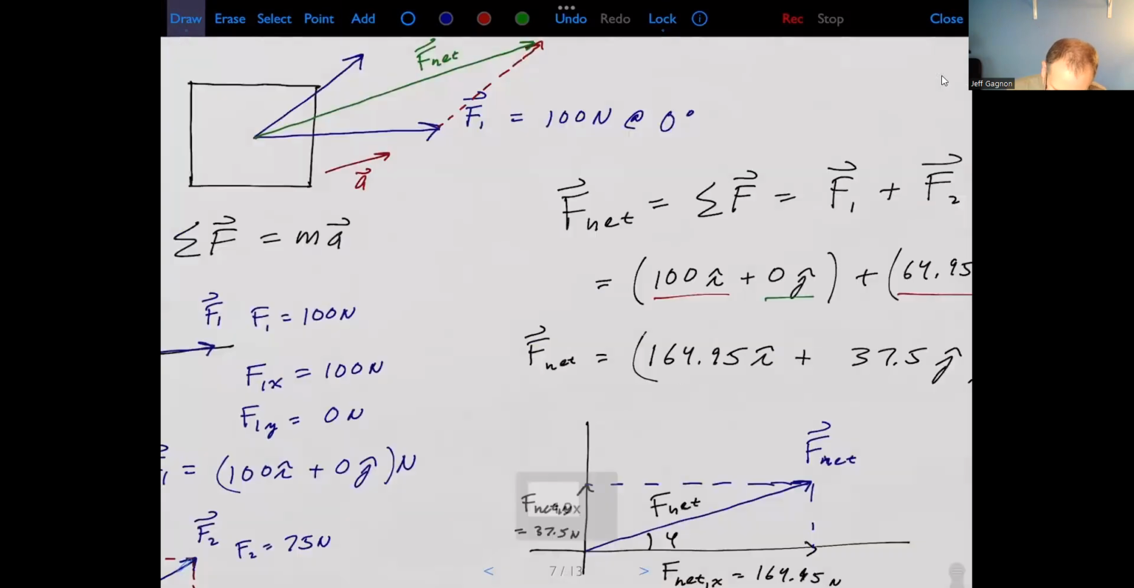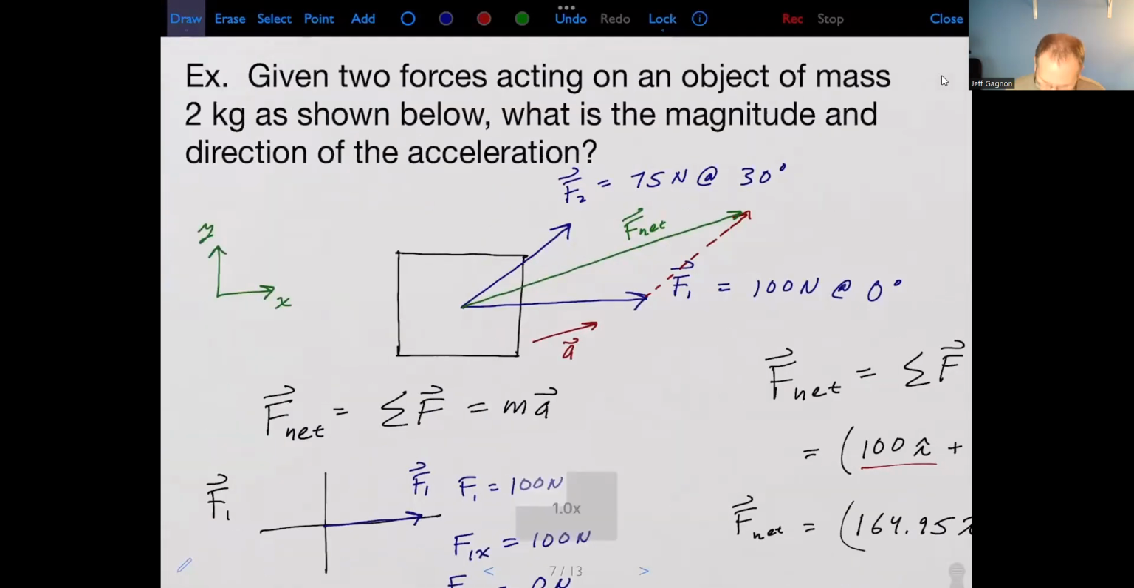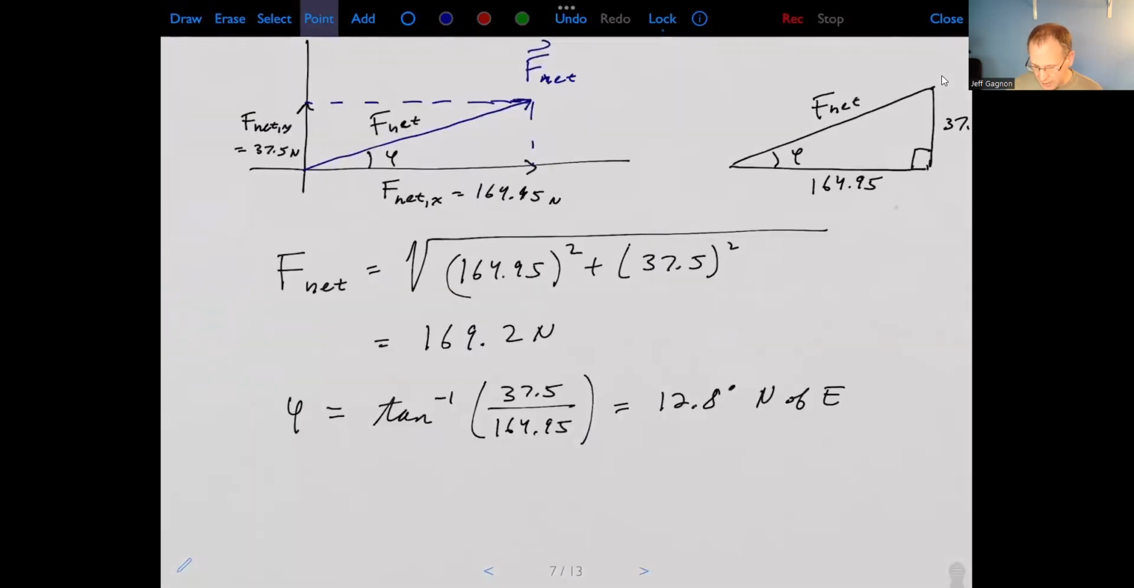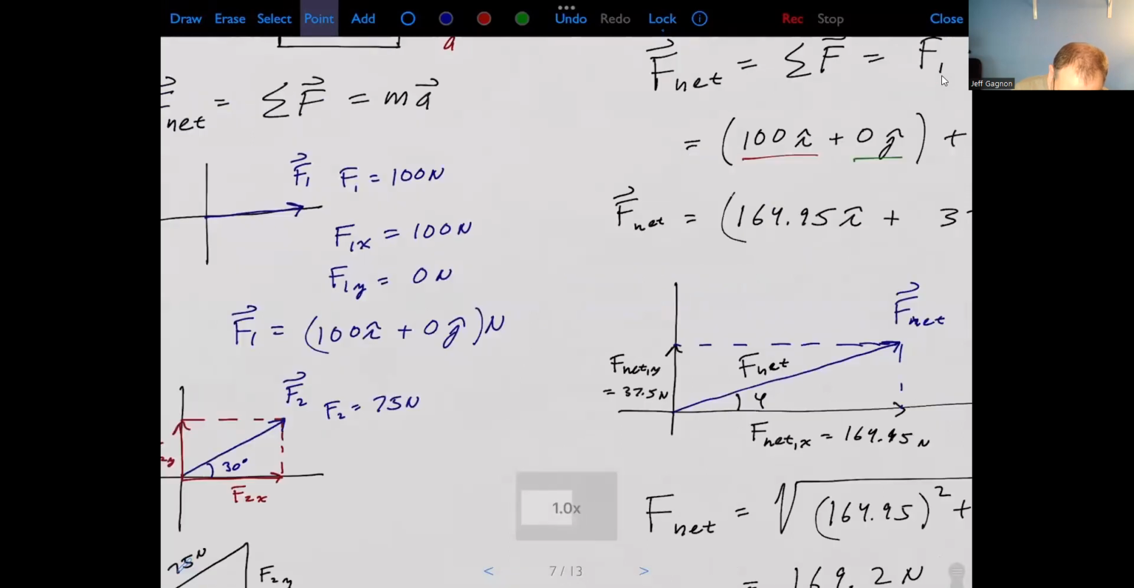Remember, we were looking for, and let me go back to the problem itself: given those two forces acting on the object, what is the magnitude and direction of the acceleration? Well, the direction of the acceleration we have now, because it's the same as the direction of the net force. And I know that the direction of that net force is 12.8 degrees north of east. To get the magnitude, I can simply use Newton's second law.